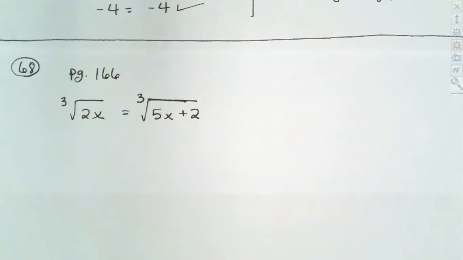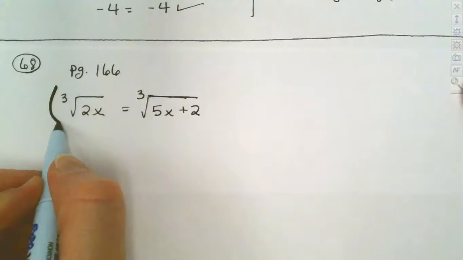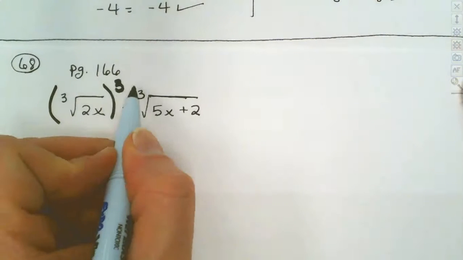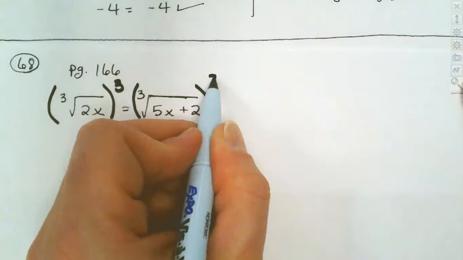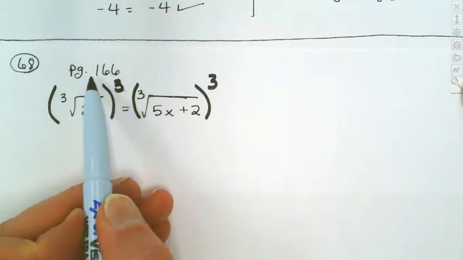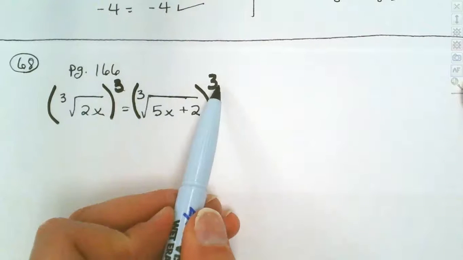So let's think about what we did a moment ago. When we had a square root, how did we get rid of a square root? We squared it, right? So what power is this? This is a cube root. So what do you think is the opposite of a cube root? Well, the opposite of a cube root would be a cube. So we're going to go ahead now and get rid of this cube root by cubing both sides. And when you cube both sides, that cube and that cube root, they cancel.